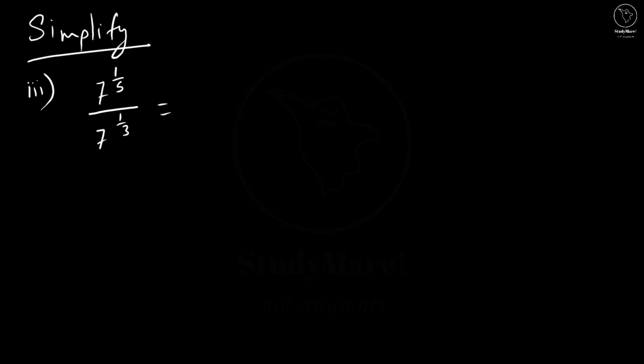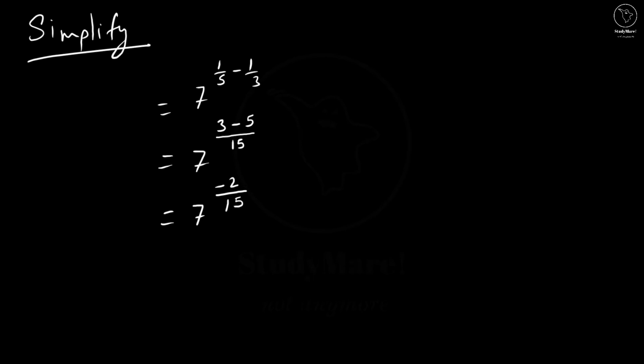Applying the second law, a to the power p by a to the power q is equal to a to the power p minus q. We get 7 to the power 1 by 5 minus 1 by 3 equals 7 to the power, LCM 15, and we get 3 minus 5, equals 7 to the power minus 2 by 15.